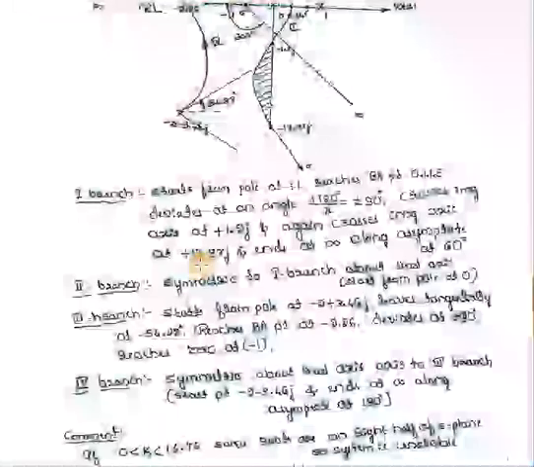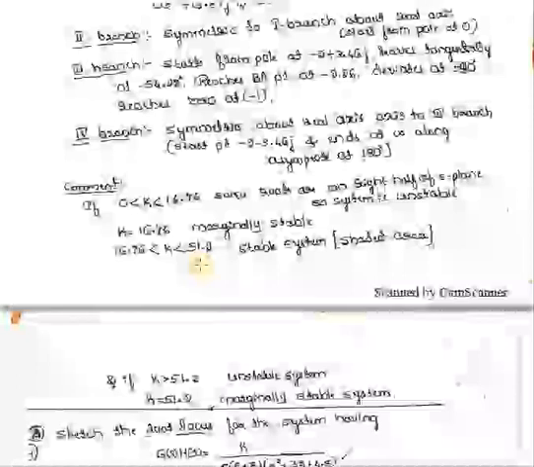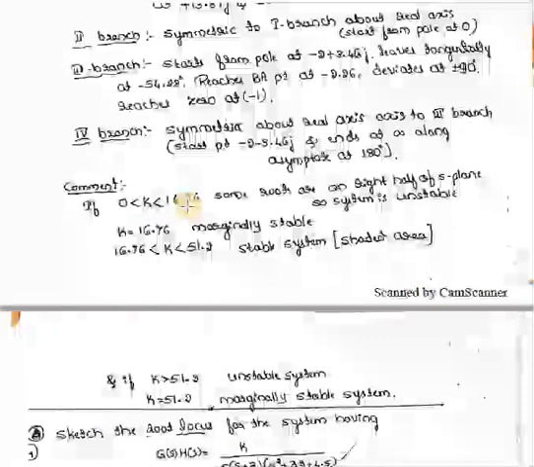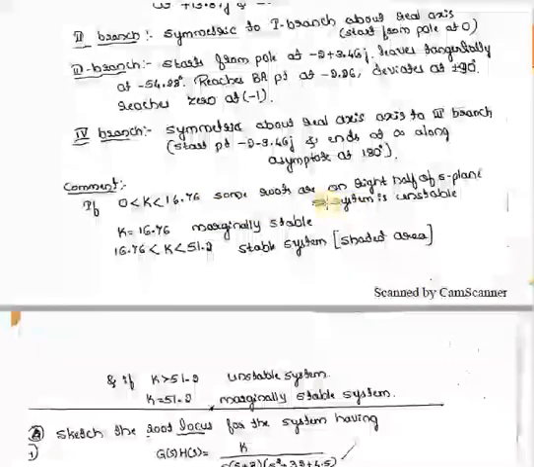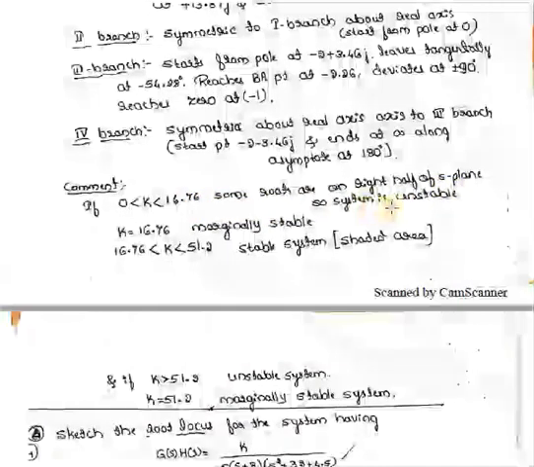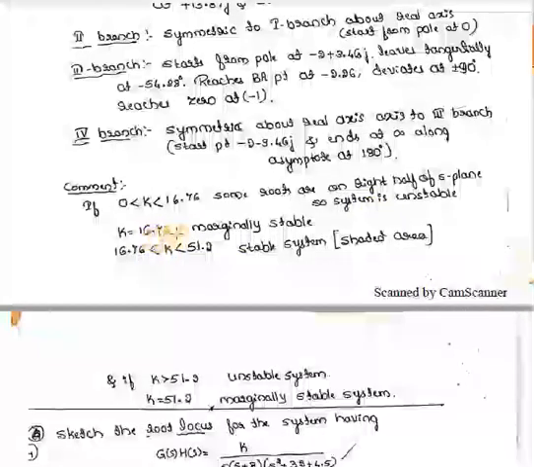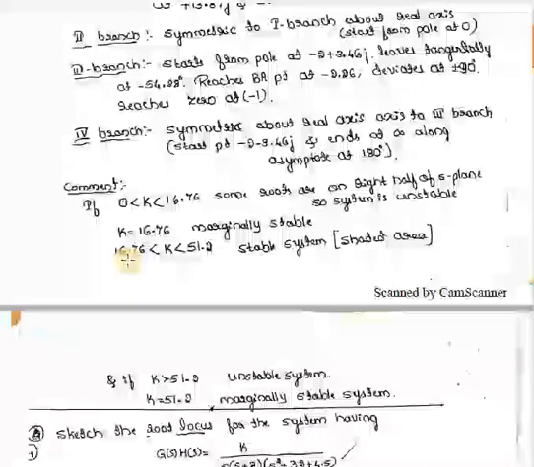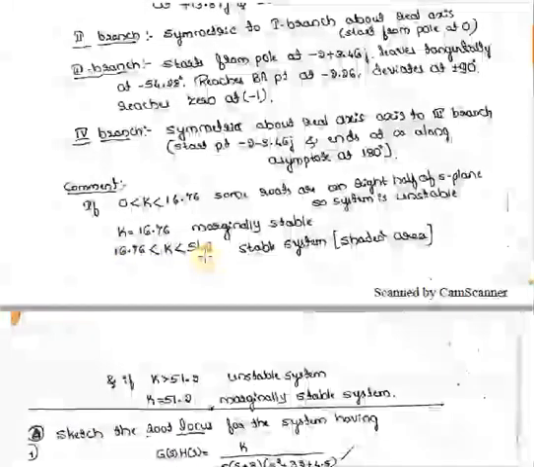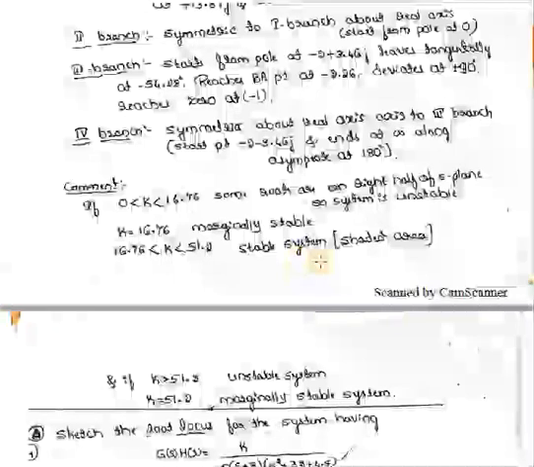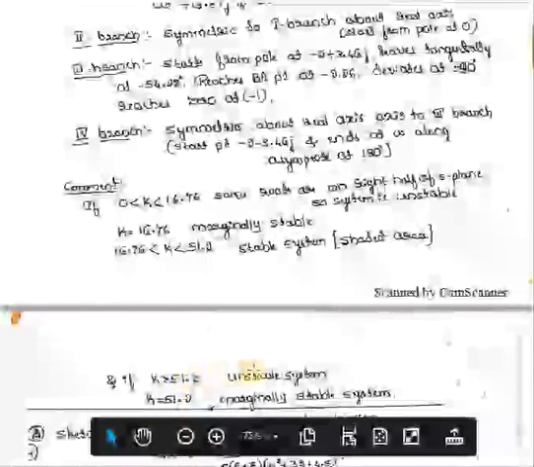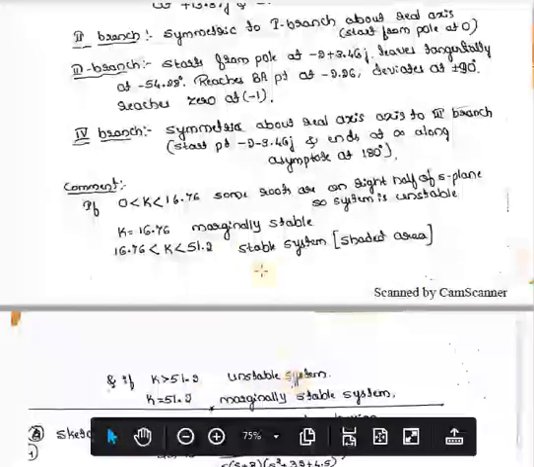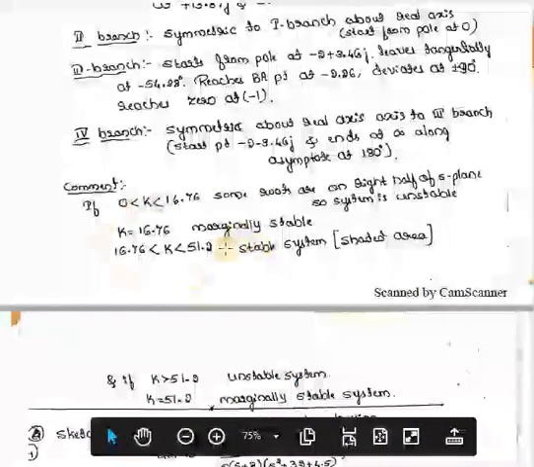Then the last, you need to comment on its stability. If k is greater than 0 and if it is less than 16.76, some routes are on the right half of the S plane, so system is unstable. If k is 16.76, system is marginally stable. If the k value is between 16.76 and 51.2, system is stable. If k is greater than 51.2, unstable. If it is exactly equal to 51.2, it is marginally stable. So this last step is also to write.